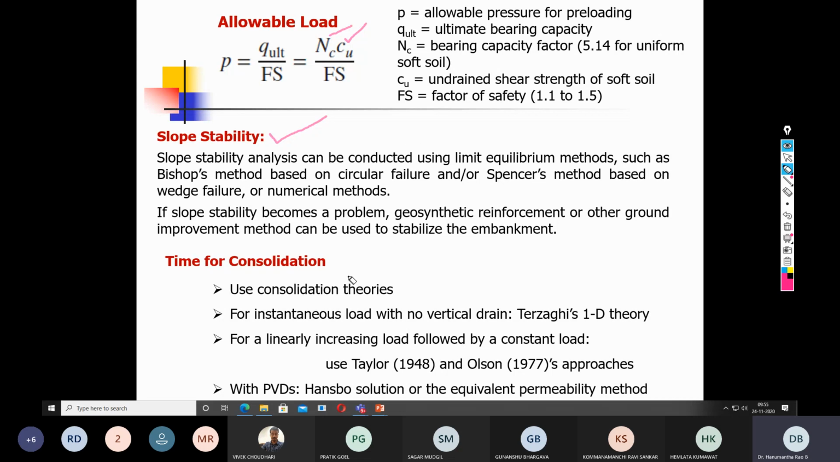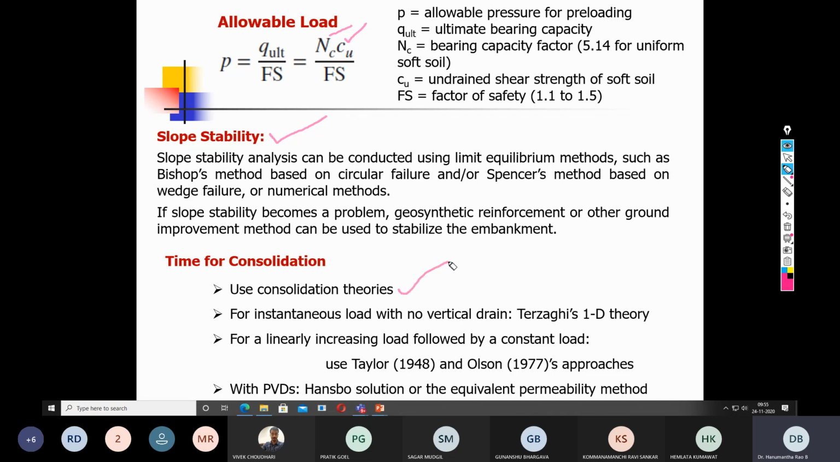Then another important factor is how much time is required to achieve the desired degree of consolidation. You can use the degree of consolidation theory for instantaneous load with no vertical drain, so Terzaghi's 1D theory. For linearly increasing load followed by constant load, use the Taylor and Olson approach. These are different theories with their validity. With PVDs, Hansbo solution or the equivalent permeability method. So for different conditions, people have recommended different kinds of theories.